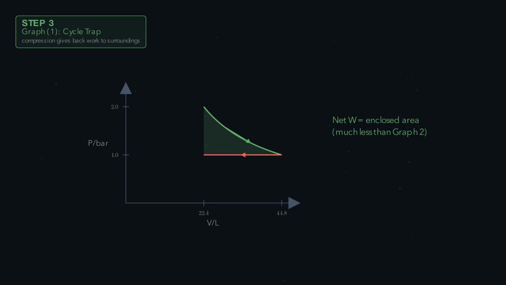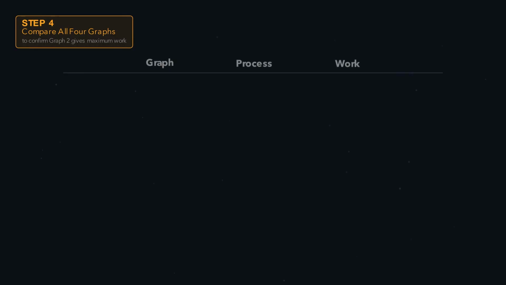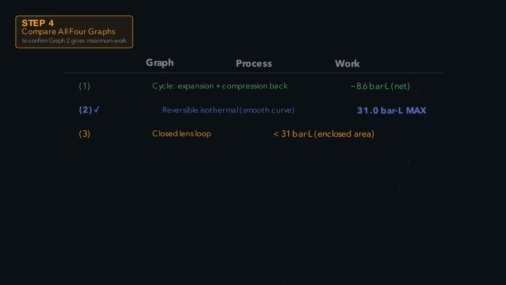Graph 1 is the classic trap. Yes, the expansion follows the same smooth curve, but then the gas compresses back at low constant pressure. That compression gives back work to the surroundings. The net work is just the enclosed area between the two paths, which is much smaller. Graph 3 shows a closed loop. Its net work is only the lens-shaped enclosed area, smaller still.